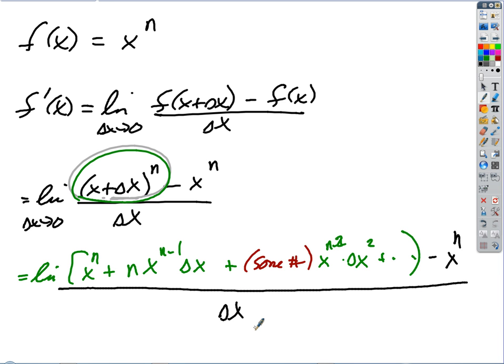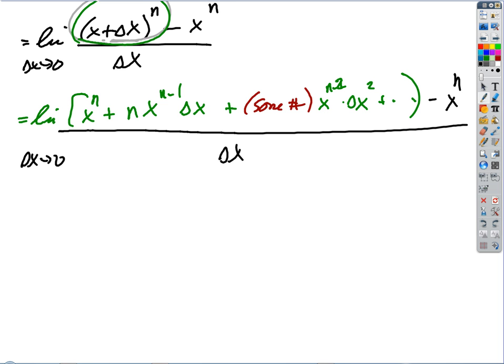Now it looks terrible, but watch how easily this cleans up. If I were to get rid of the parentheses, which really don't serve any purpose here anyway, is there any horizontal cancellation? The x to the n's cancel. And now all the other terms have factors of delta x in them. So what's my strategy? I can factor out a delta x so I can cancel that with the one on the bottom.